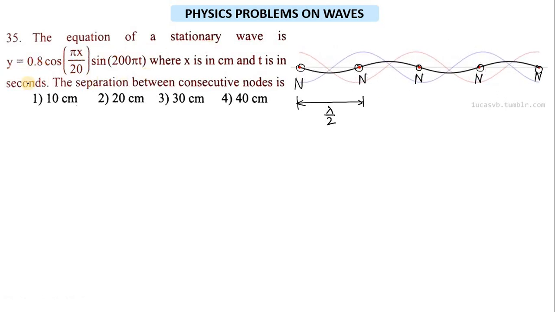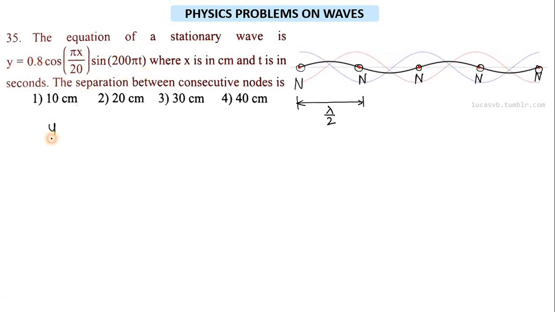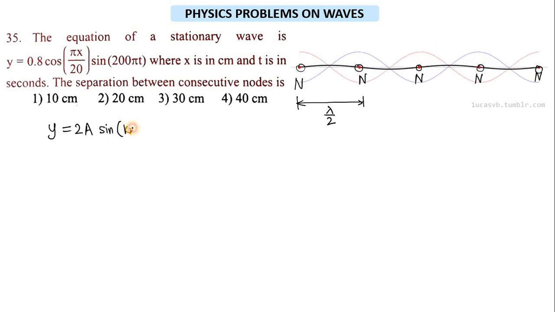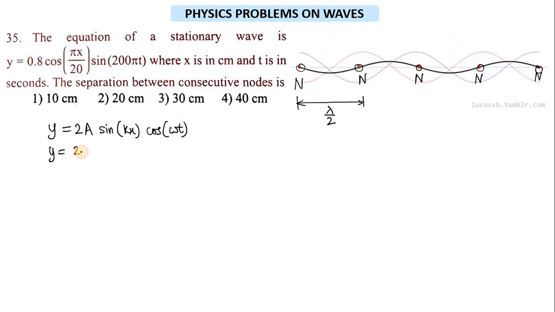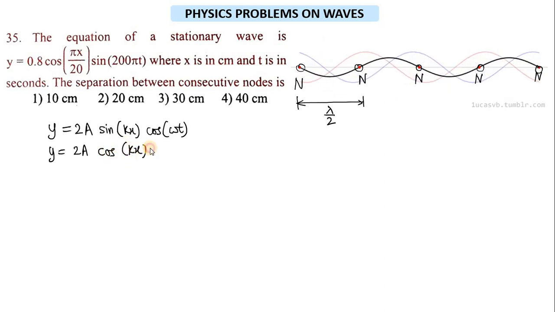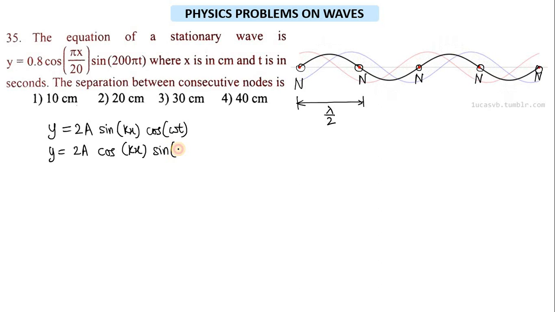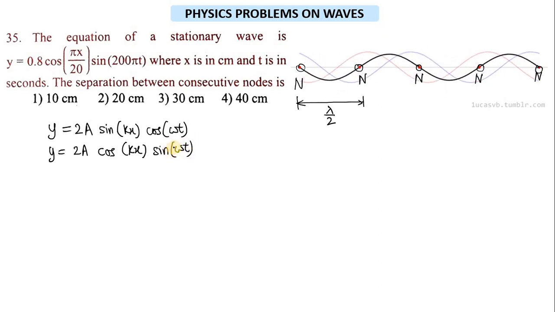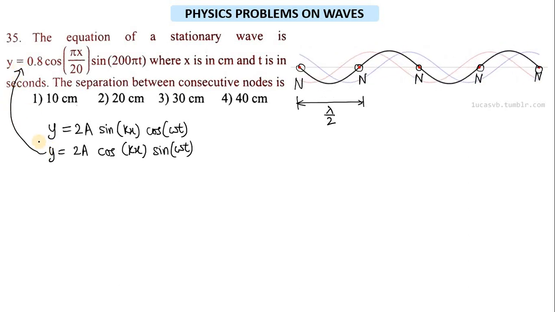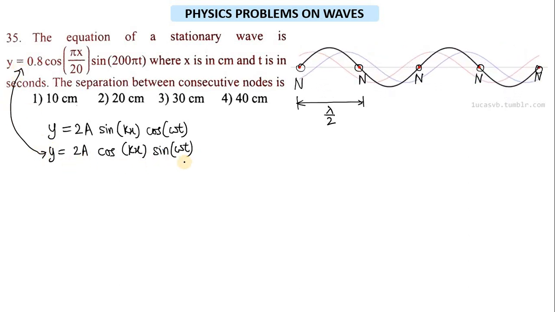Look at this equation of the standing wave. In general, the equation of a standing wave would be written as y is equal to 2a times sine kx cos omega t, or in some other cases the equation could be y is equal to 2a cos kx and sine omega t. Any one of these is a standing wave. Now in this given question, it is given in this second format. This equation given in the question looks like this second format here.